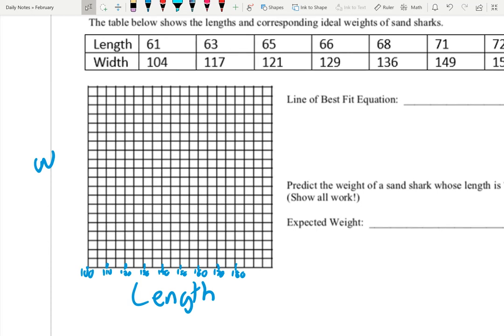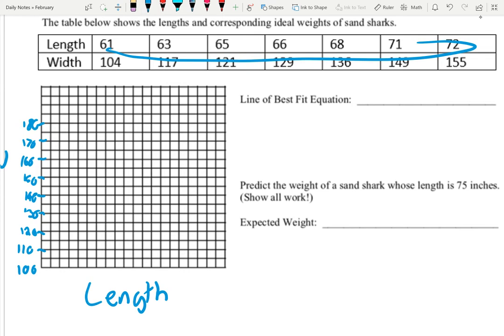Oh, I put the wrong numbers. Oh, hold on. My length was my 60s, not my hundreds. My width was my hundreds. So with my width, I'll go ahead and do that actually. So 100, 110, 120, 130, 140, 150, 160, 170, 180. All right. That was for my width, not my length. So I actually had that on the wrong side. That's okay though. So my length was just from like 60 to essentially like 70 something.